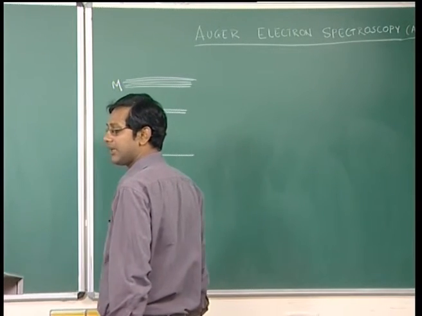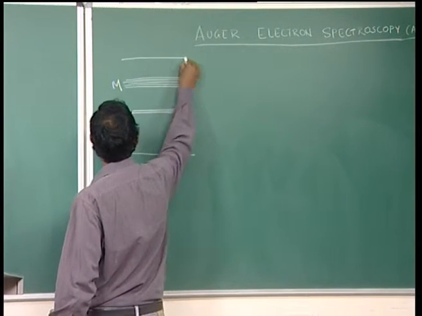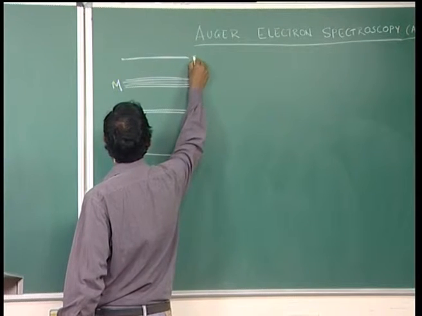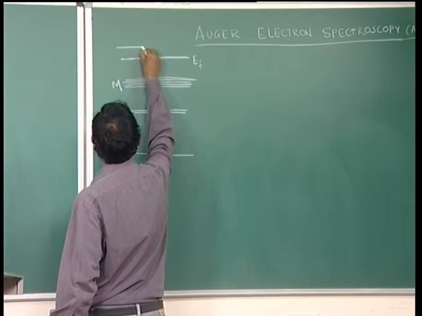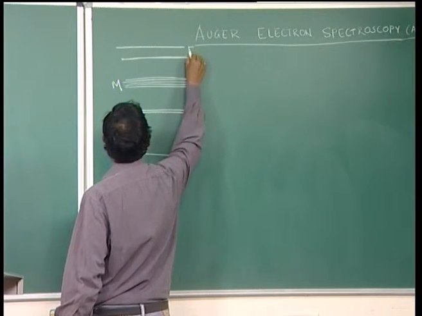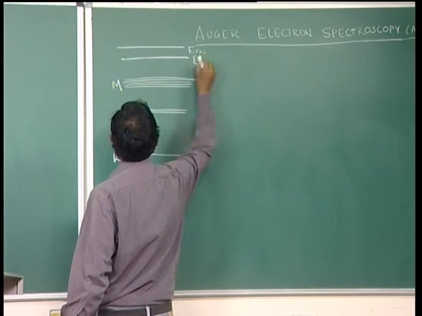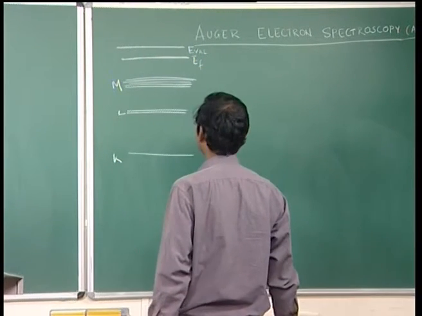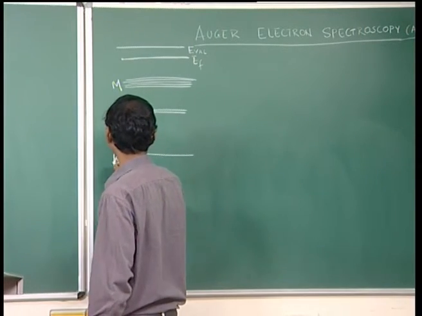Right, and then you have EF, the Fermi level, and then you have the vacuum level, EVAC. That is how the energy diagram of an atom can be represented.